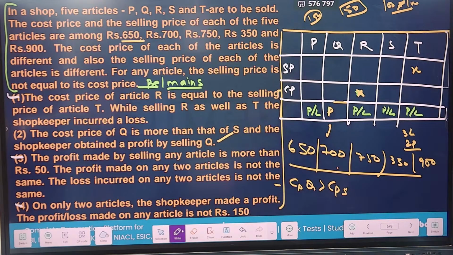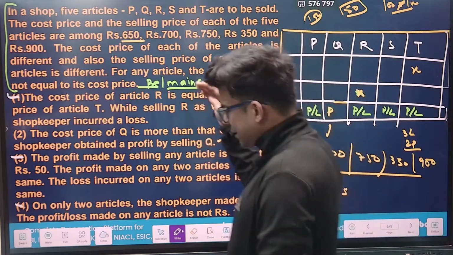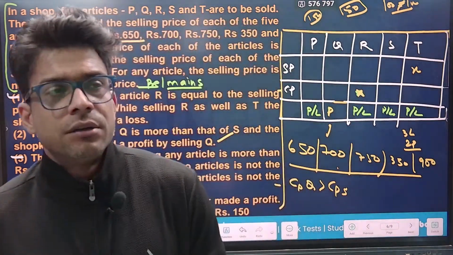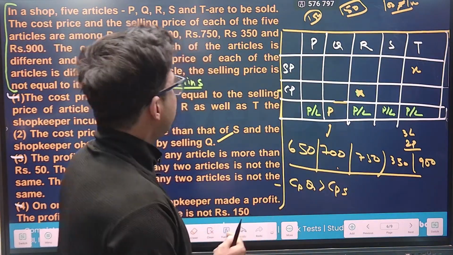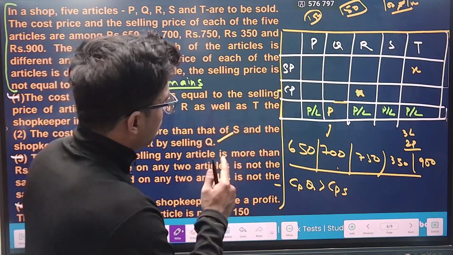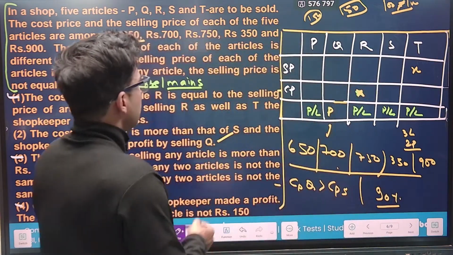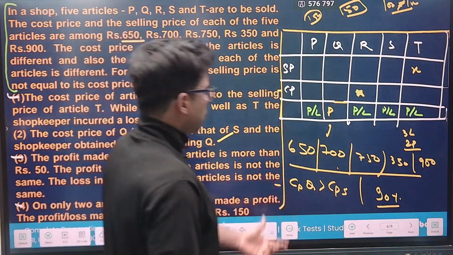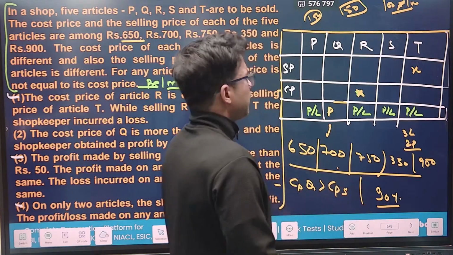So can we now put in the data, try with hit and trial, and then go for it? Correct? Now guys, see, we only know about one profit. While reading all these points, nobody knows which point to attack so that I could get 90% of the question solved. Where to attack? A lot of restrictions are there. The cost price of Q is more than the cost price of S, and they are making a profit, and profit should not be equal to 50. Then what should be the point?